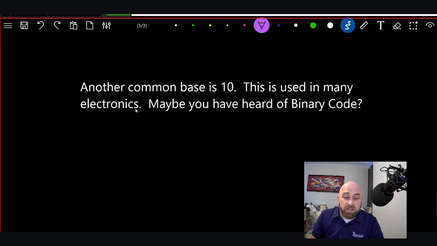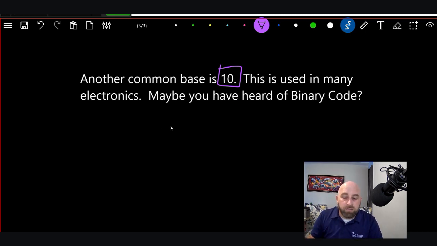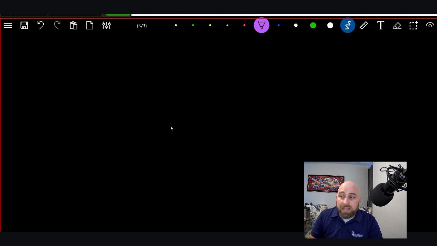Notice that it says another common base is 10, and this is used in many electronics. Maybe you've heard of binary code. Okay, what's binary code? It's ones and zeros. So 10 is a very, very useful base in computer programming and other things because of its use of ones and zeros. Let's do one example with Euler's number.